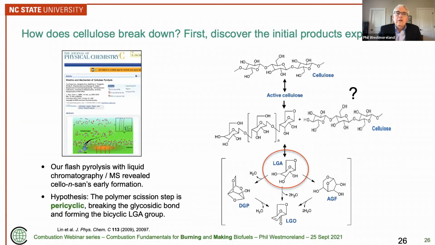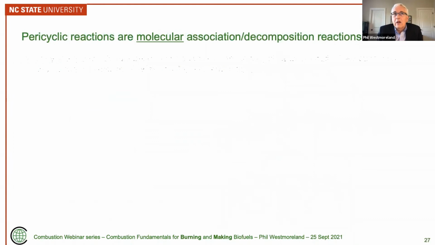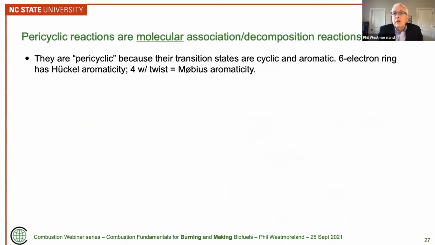So quickly comment on what pericyclic means. It's a molecular transition state, molecular association decomposition, because the transition state is cyclic and it happens with electrons around the perimeter of a ring. It's pericyclic. Other names for it as well. They're also frequently called concerted reactions because these changes that we're talking about are in the transition state. They're very transitory. So it's as if they're going all at once, that is, in concert.